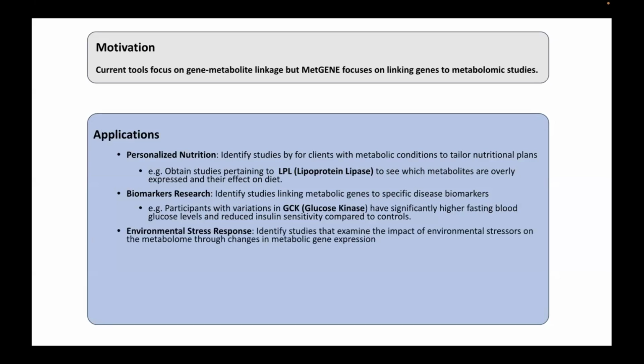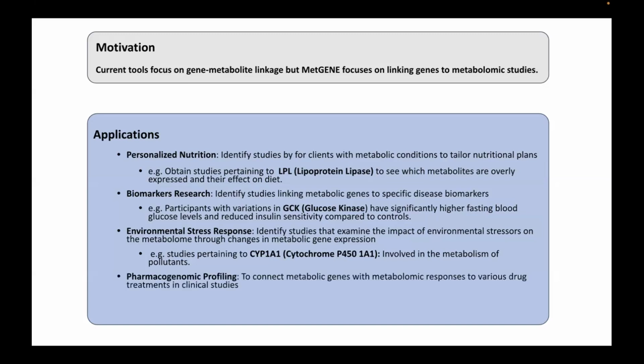One could also measure environmental stress response to see what impact these environmental stressors have on the metabolome and cause changes in gene expression. An example is a gene called cytochrome P450-1A1, CYP1A1, which is involved in the metabolism of pollutants. And last but not the least, the pharmacogenomic profiling to connect metabolic genes with metabolomic responses for various drug treatments and clinical studies. An example would be CYP2D6 in the treatment of breast cancer. This metabolizes tamoxifen to an active form called endoxifen, and this can be used for drug-related studies.